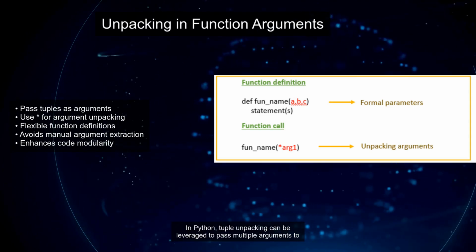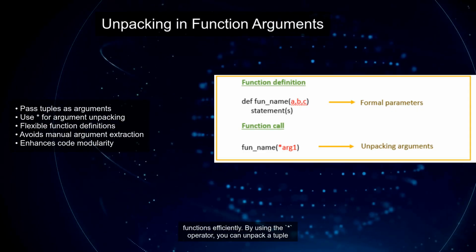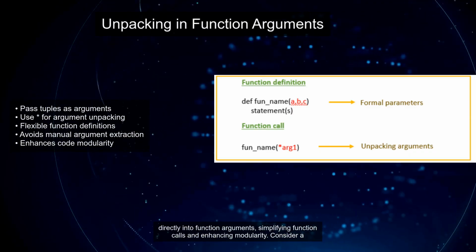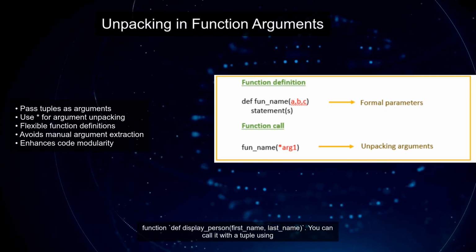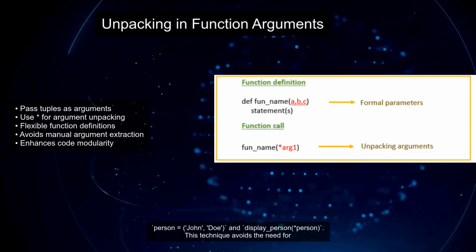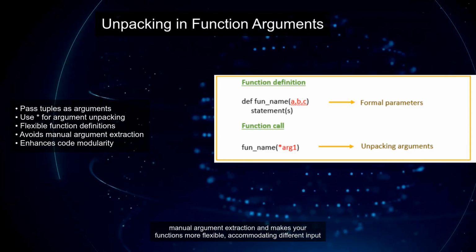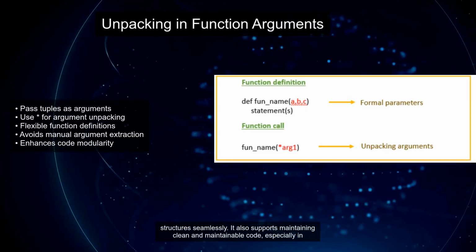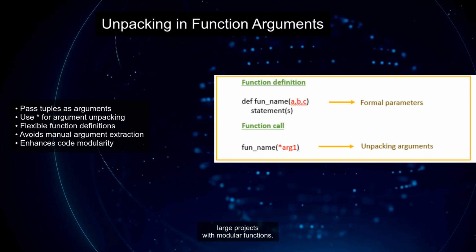In Python, tuple unpacking can be leveraged to pass multiple arguments to functions efficiently. By using the * operator, you can unpack a tuple directly into function arguments, simplifying function calls and enhancing modularity. Consider a function def display_person(first_name, last_name). You can call it with a tuple using person = ("John", "Doe") and display_person(*person). This technique avoids the need for manual argument extraction and makes your functions more flexible, accommodating different input structures seamlessly. It also supports maintaining clean and maintainable code, especially in large projects with modular functions.